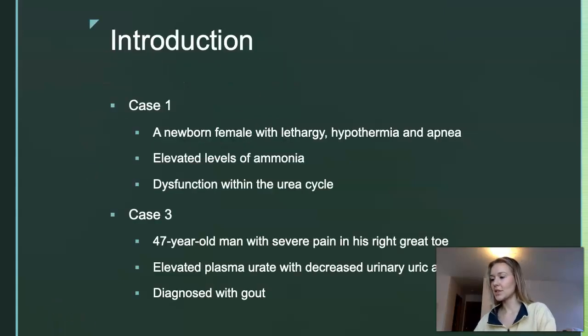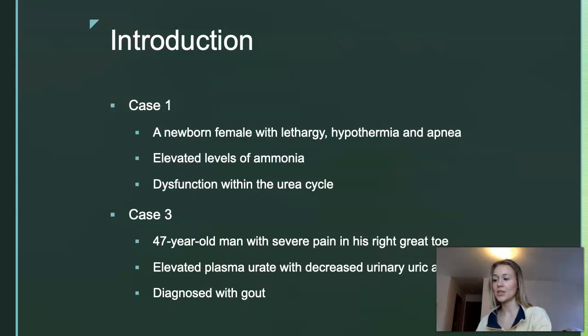So in this case connection video, we will be diving into cases 1 and cases 3. In case 1, we have a newborn infant patient who comes in with increased lethargy and elevated ammonia levels. And in case study 3, our patient is a 47-year-old man who comes in with a painful right toe and increased plasma urate with low urinary uric acid.